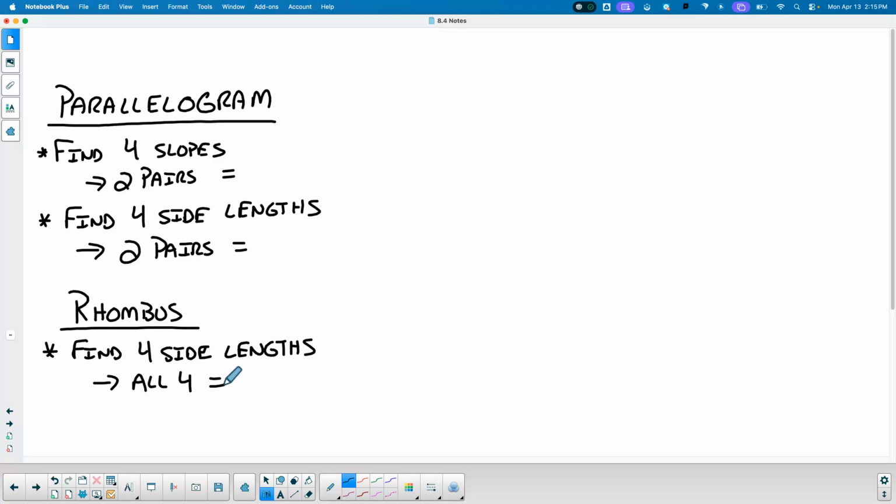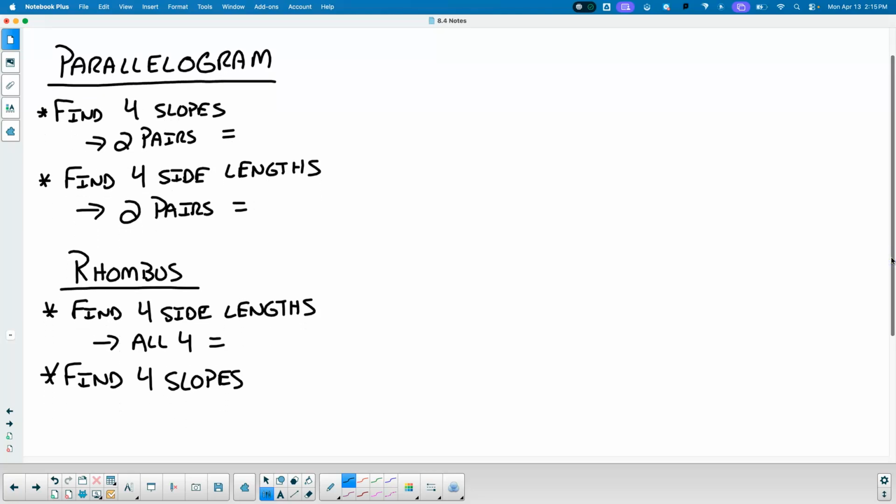Nope, don't have to show me that. So what do you have to show me? You have to find four slopes. Seeing a pattern yet? What do you have to show me with the slopes? Two pairs are equal.